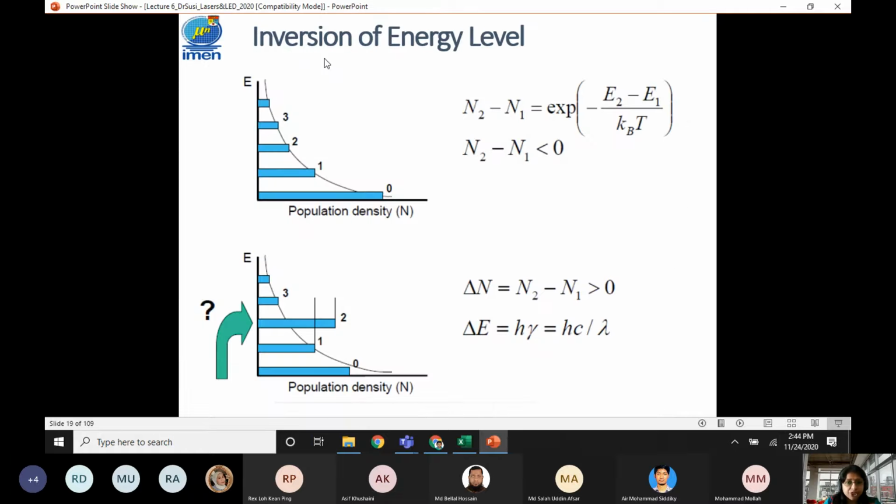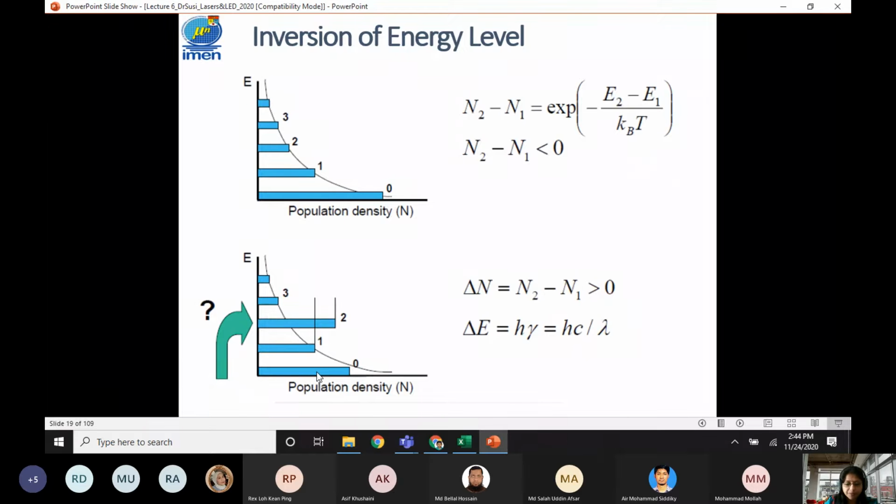So how does inversion of energy level happen? This shows the population density of the active region versus the energy levels. The majority of carriers will sit in the lower energy level, because that is the equilibrium. By stimulating, we can reduce the population over the lower level, and we increase the population of electrons in the higher energy level. But this higher energy level is not stable, all right? It's not stable.